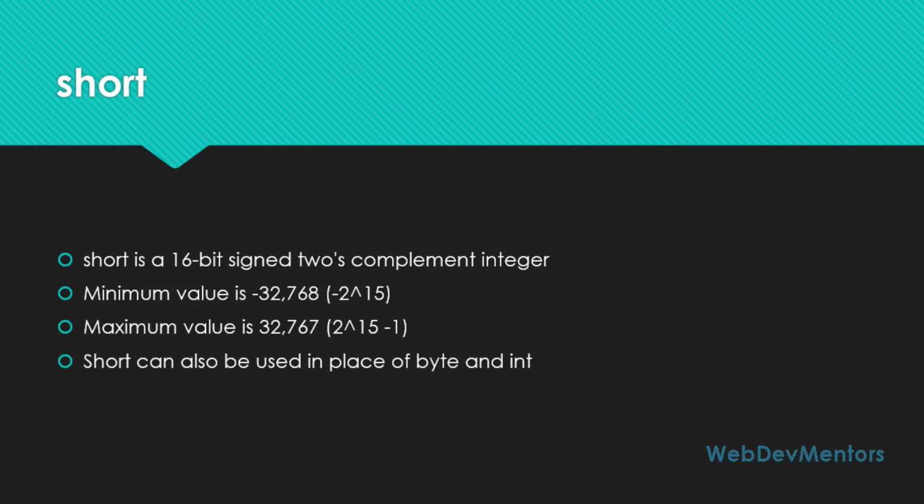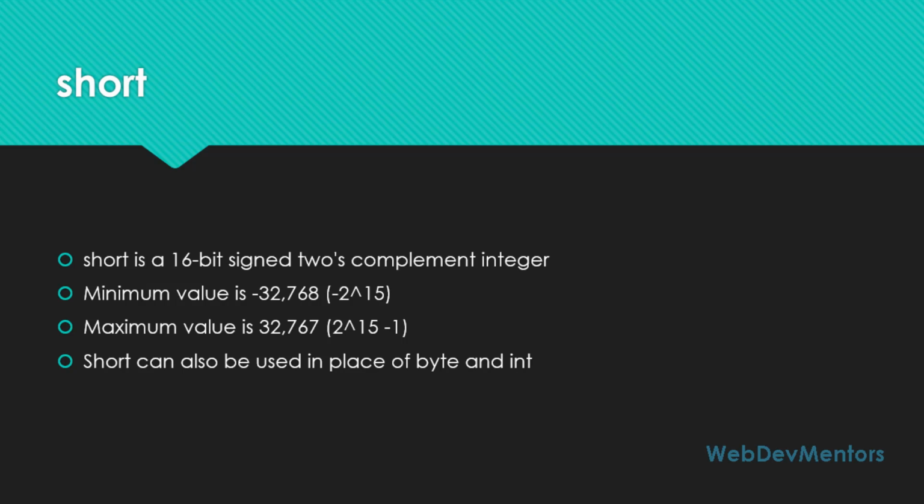So short can also be used in place of byte and also integer. If you want to store your values in a little bit longer range, you can use short in place of byte. And if you want to use a relatively smaller range of numbers when compared to integer, again, integer has a bigger range than short. So you can use short in place of integer if you're sure that the value that you're going to store lies within -32,768 to 32,767.